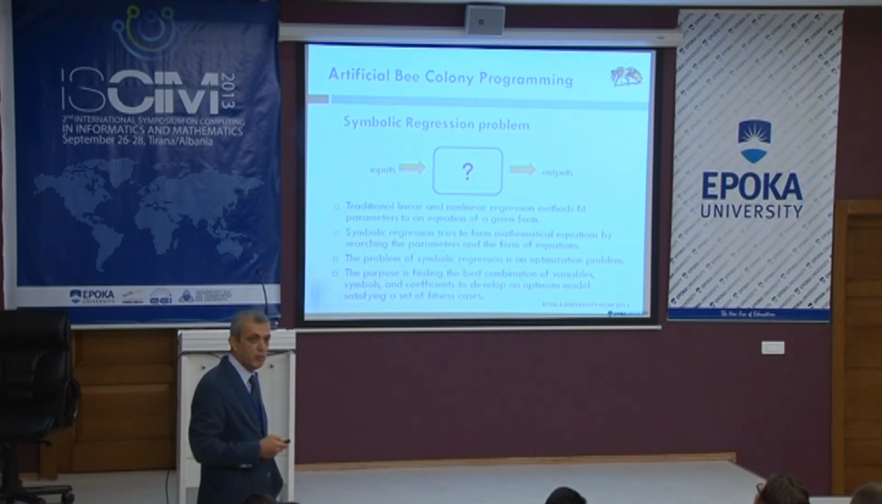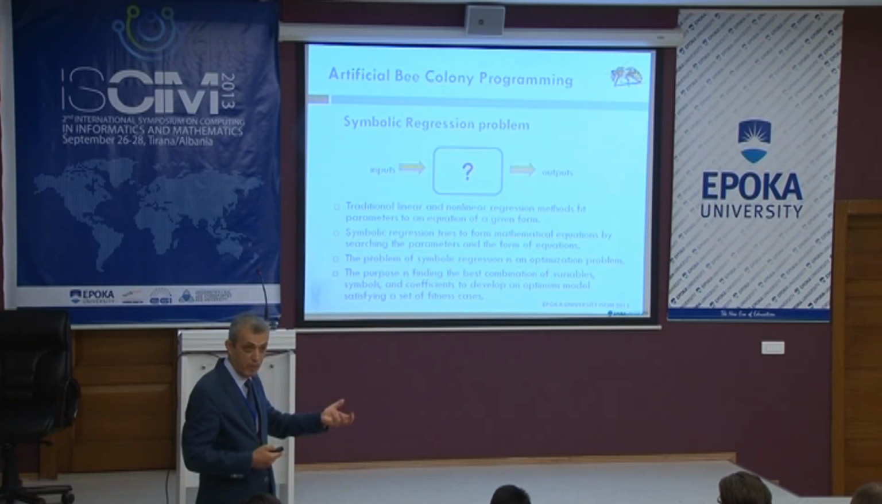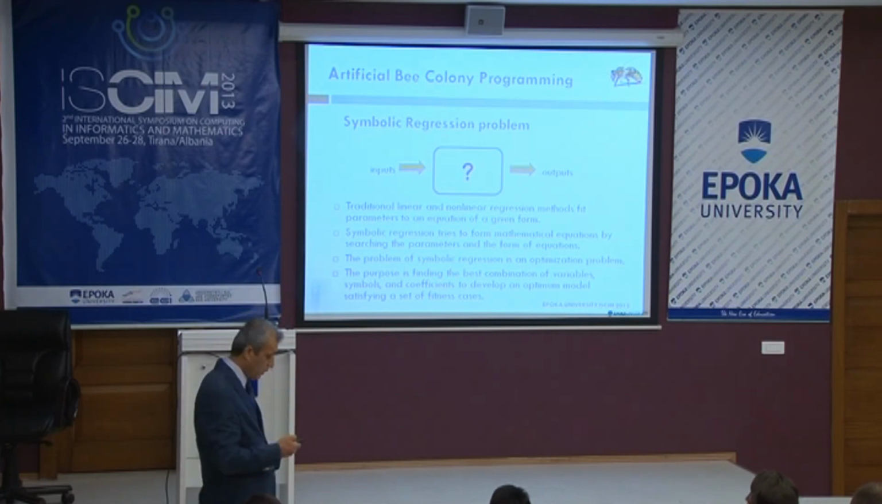Symbolic regression problem. I think most of us know this problem. We have input variables and output variables, and we have the data for these variables. Our aim is to construct a mathematical relation between these inputs and outputs. This is the regression problem. This is the symbolic regression problem.